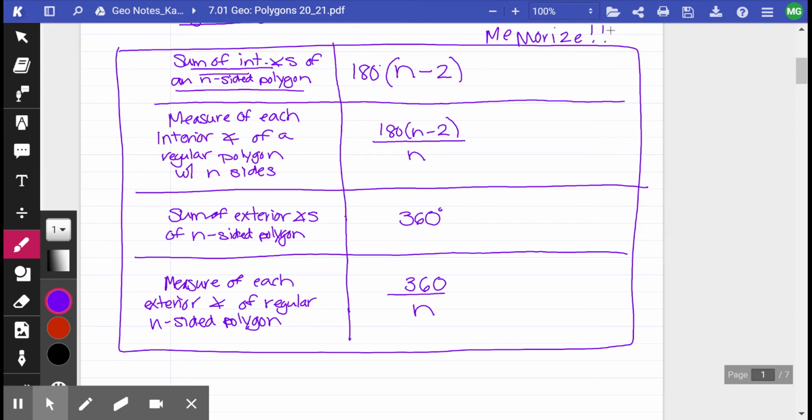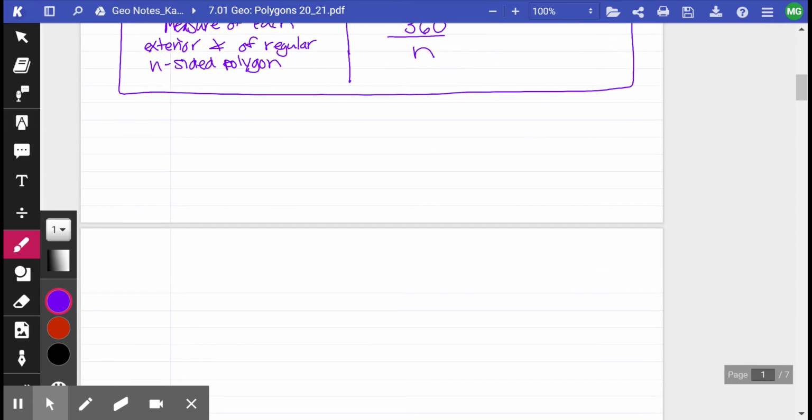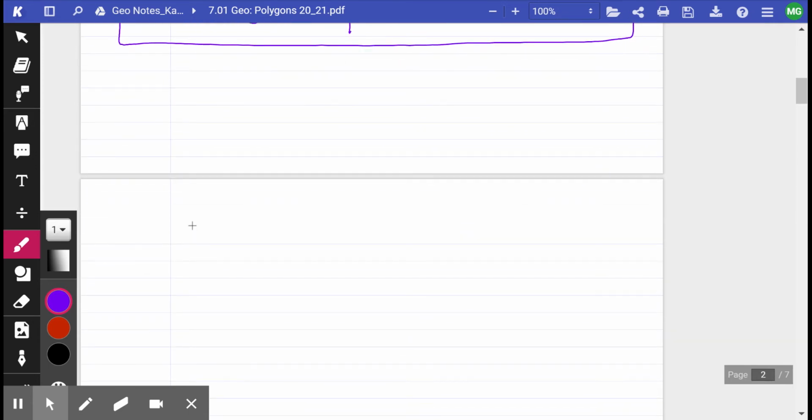So the sum of the interior angles, the sum of the exterior angles, and then how to find one of each of those angles as well. Before we do some problems with those, I do want to talk about the difference between convex versus concave figures.